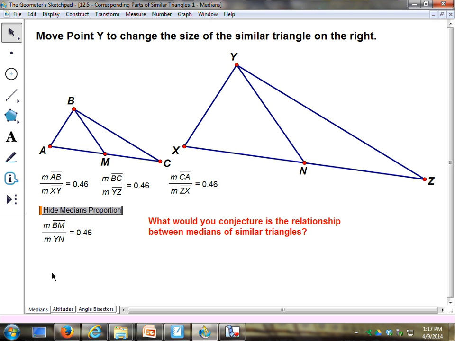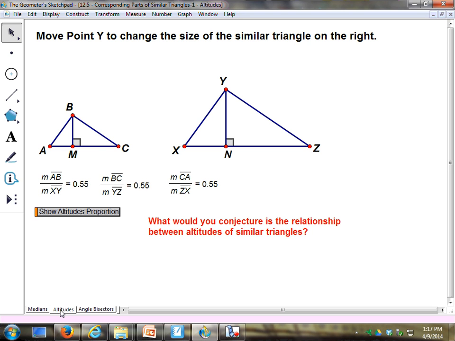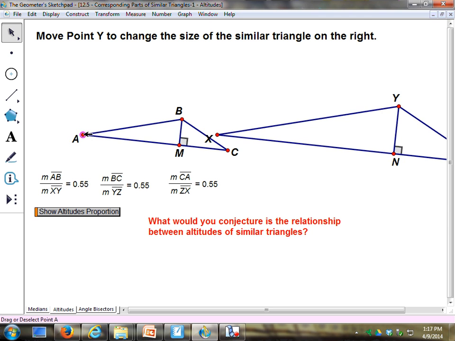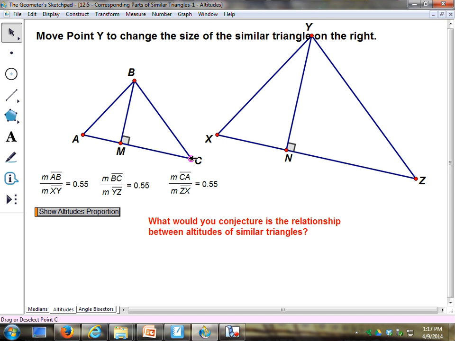Let's see if that also works for the altitudes. If I manipulate these two triangles, look at the ratio of the sides. They're the same, right? So the sides are proportional. How about the altitudes? What can you conclude from that? They're also proportional. Okay? So again, if you have similar triangles and the sides are proportional, then also the altitudes are proportional to each other.